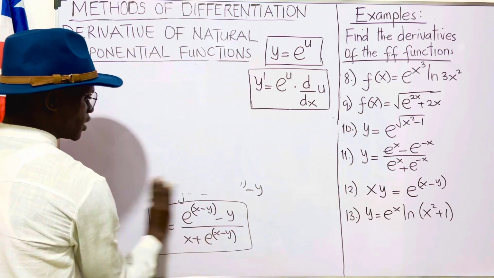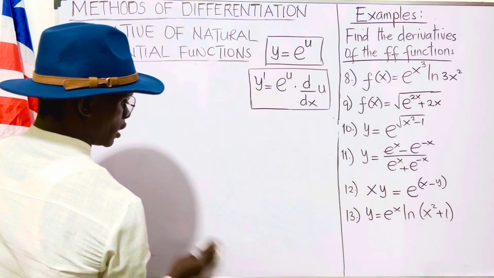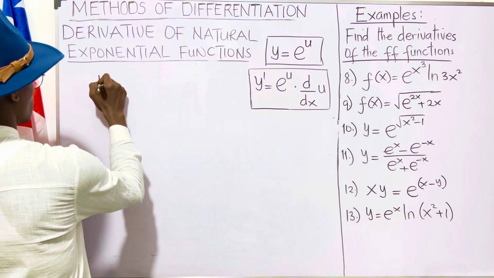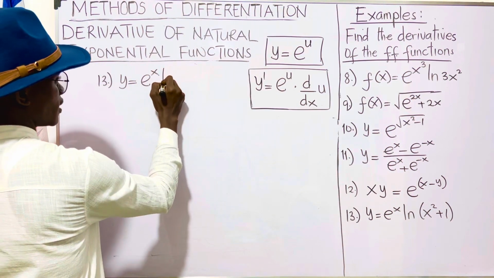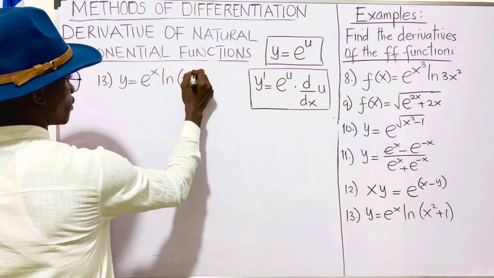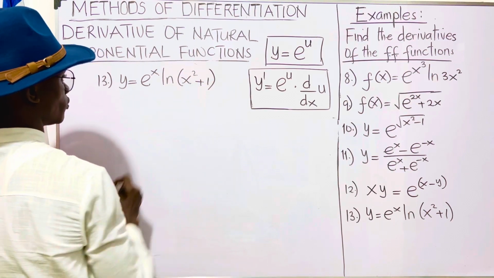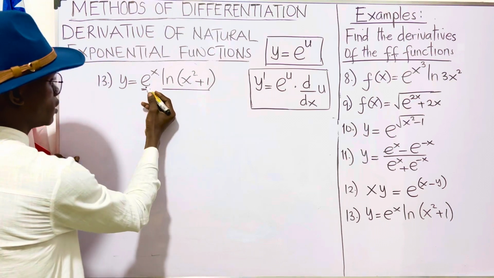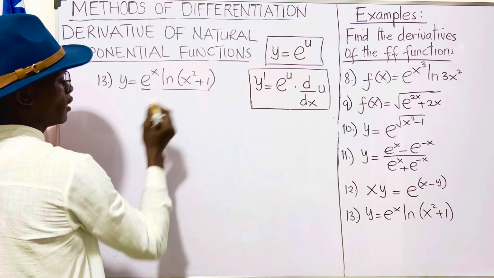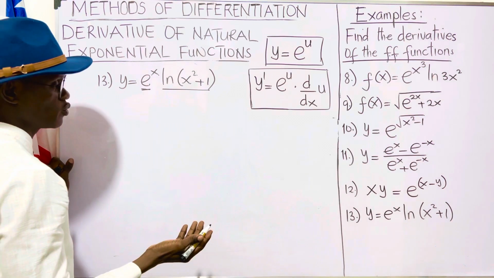So we do the last question. And the last question says y equals e raised to the power x times ln of x squared plus 1. So in this case, we have again two functions, an exponential function and a logarithmic function. We use the product rule.